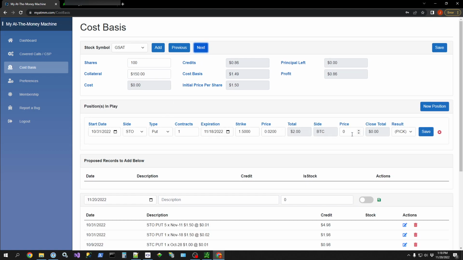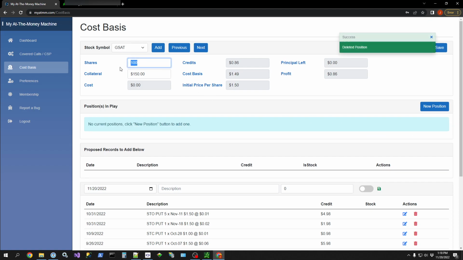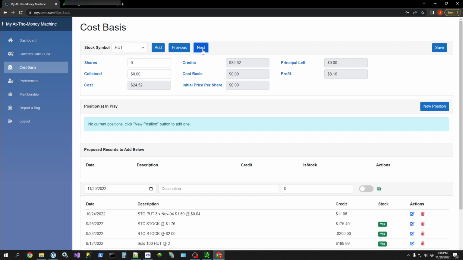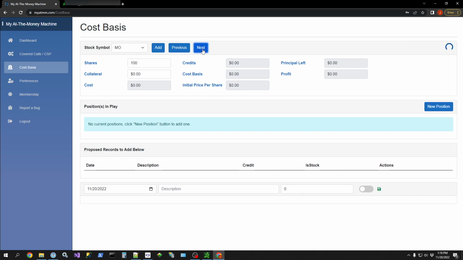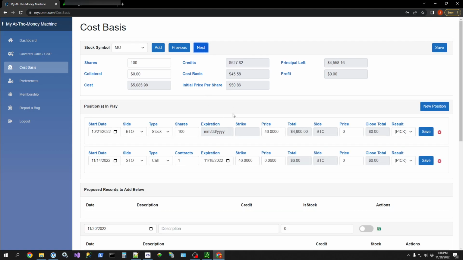This put expired worthless, so we made money on that. So this one 0-0. Save that. See, this one, we came out of it 86 cents ahead. Woohoo! Go us. It's not negative, so that's a win in my book. All right. Next. All right, this one.